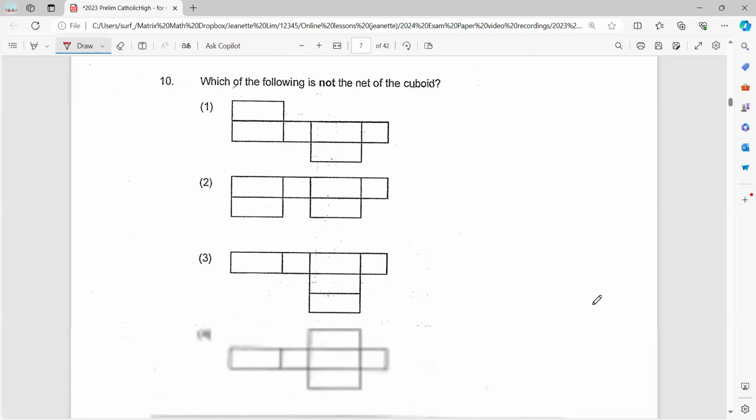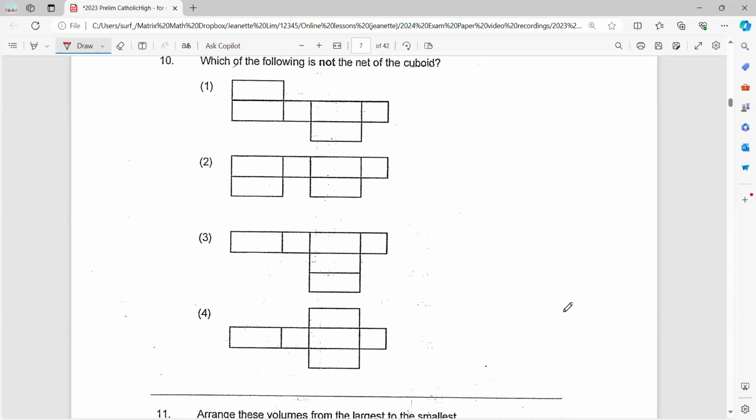Okay, next one. Question 10, there's an error with this question. There's actually no answer for this question. None of the nets, or rather all of the nets show a net of a cuboid. Sorry. Let's go through one by one. This is the top, right? This is the bottom.